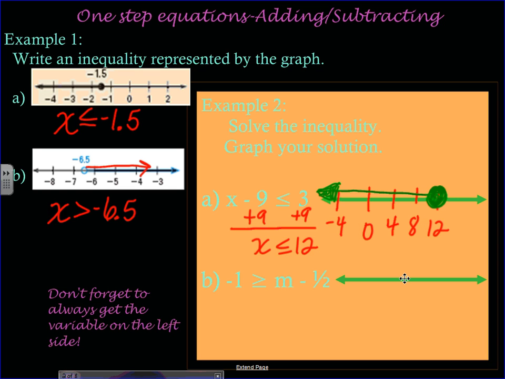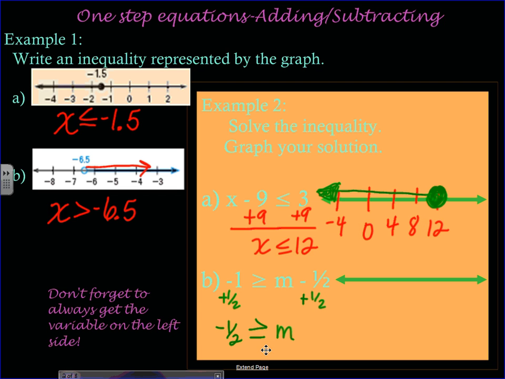Okay, looking at example 2b. Again, we're going to try to get the m by itself, so we have to add 1/2 to both sides. When I add 1/2 to both sides, I'm left with m on the right-hand side, greater than or equal to, and then negative 1 plus 1/2 gives you negative 1/2.